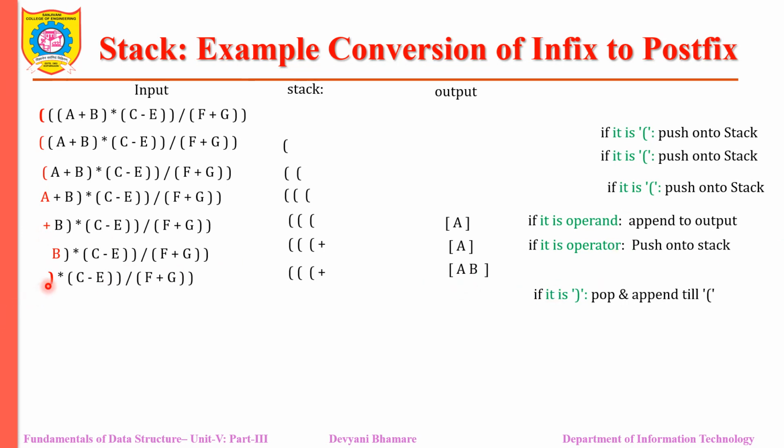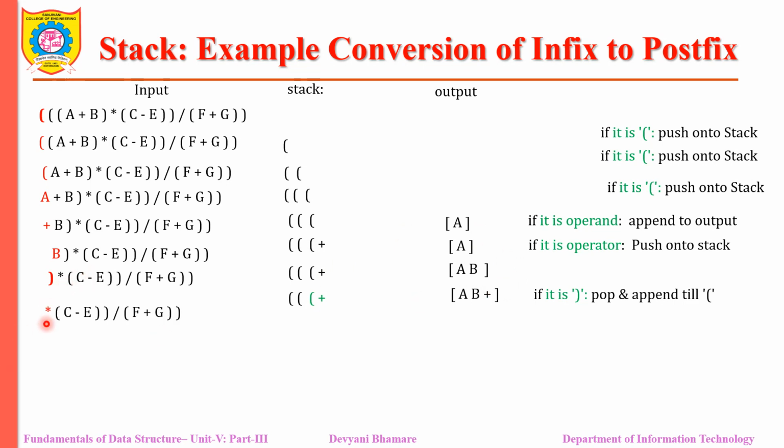Now if you observe, we are getting a closing parenthesis. What do we need to do? We need to pop from the stack until we get the opening parenthesis. This means we pop plus and copy it into the output list, and when we get the opening parenthesis corresponding to this closing parenthesis, we need to stop popping from the stack. So here we get this pair. That's why this plus will be appended onto the output, right?